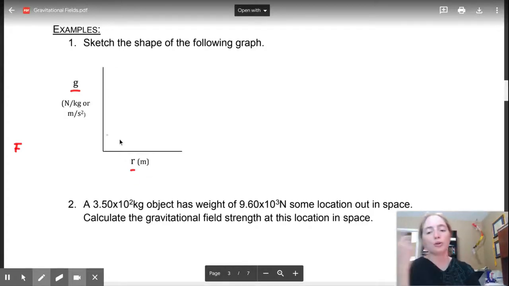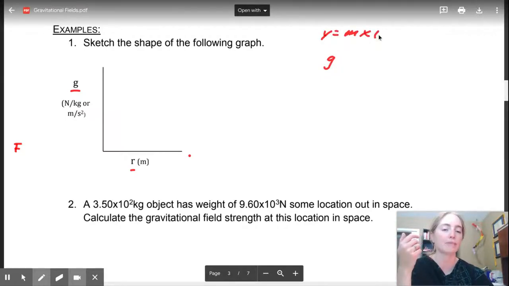Okay, your favorite graphing, as always. Okay, so sketch the shape of the following graph. So identify your axes. So we've got G and we have R. Okay, so if we're going to remember our rules for sketching the shape of a graph, we're going to be comparing the gravitational field strength and the radius. So you're remembering your rule is to write your equation so that way it lines up with your y equals mx plus b. And in order to do that, you have to have whatever is on the y-axis isolated on its own. So in this case, it's already done for us.